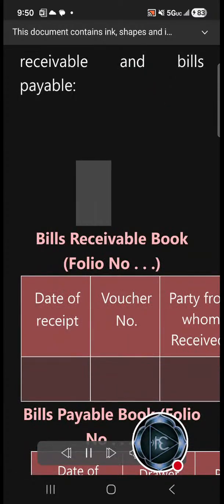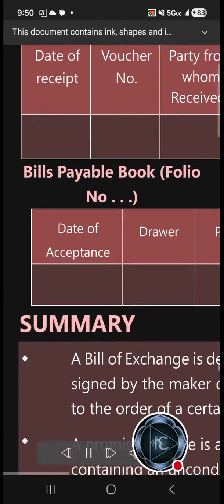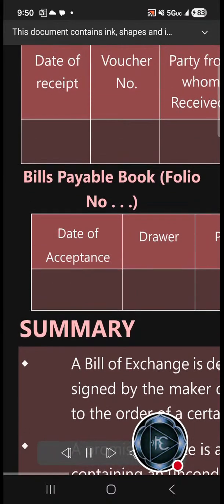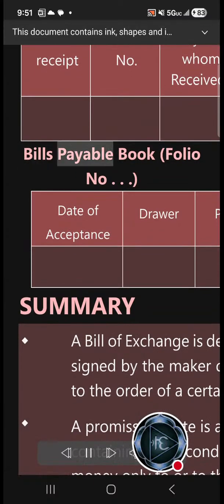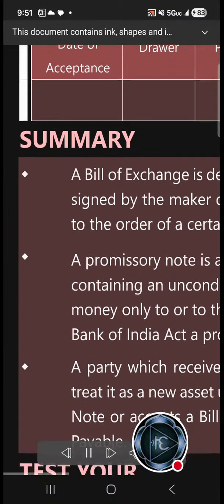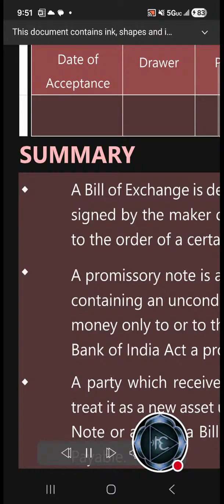Bills receivable book: folio no., date of receipt, voucher no., party from whom received, acceptor, date of bill, due date, place of payment, amount, mode of disposal. Bills payable book: folio no., date of acceptance, drawer, payee, date of bill, due date, place of payment, amount, mode of disposal.